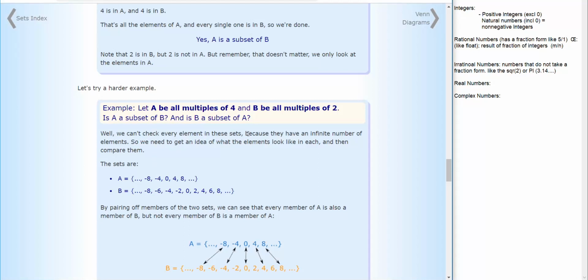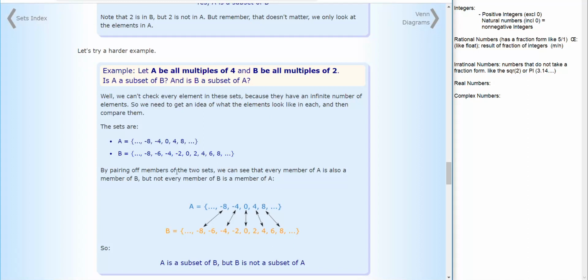We can't check every element in this set because there are infinite numbers of elements. So we need to get an idea of what the elements look like in each and then compare. So we have these sets, negative 8, 4, 0, 4. Now notice here that we've used the negative along with the positive because it didn't specify that we have to only use natural numbers. So it says integers, but regardless of whatever.